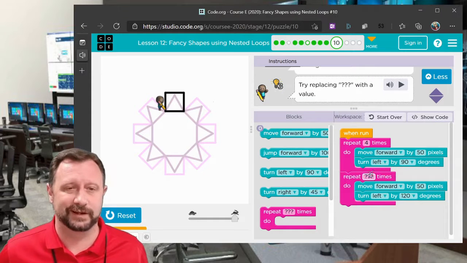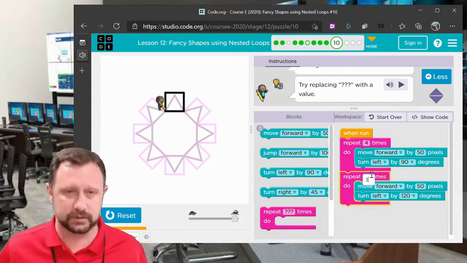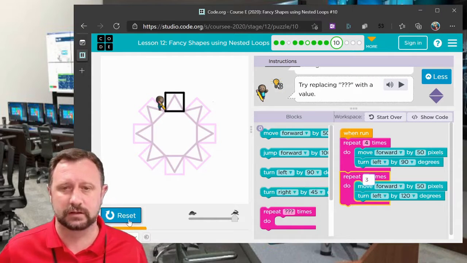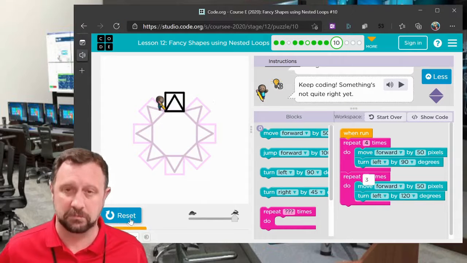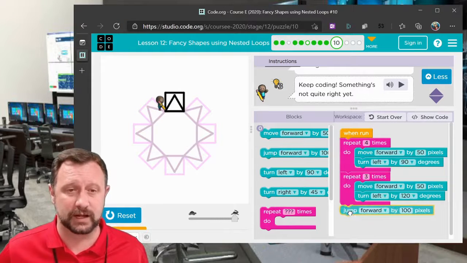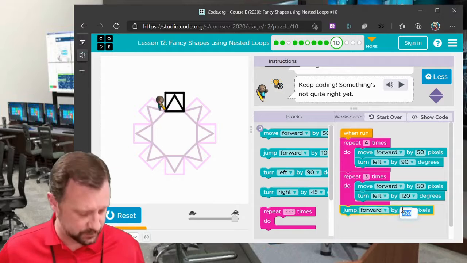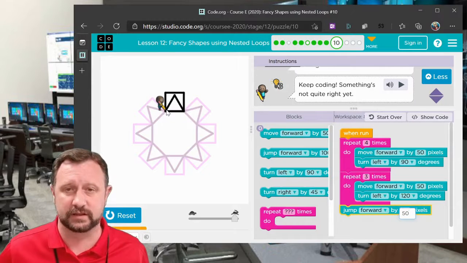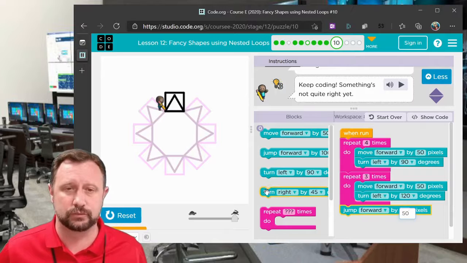Oh, you know what I didn't do? I didn't put that in there. I've got to put that number in there 3 times outside of a triangle. Here we go. Okay. Now, I should jump to the next block, and that jump is 50 because that was the size right there. And then I'll probably turn to the right, and it looks like I've got 45 degrees in there.